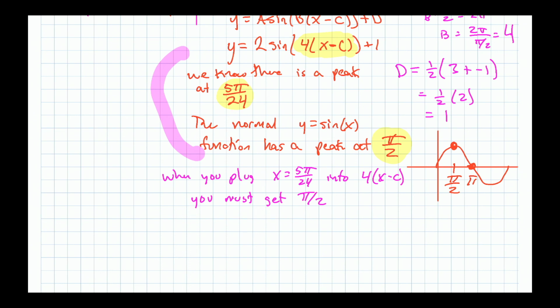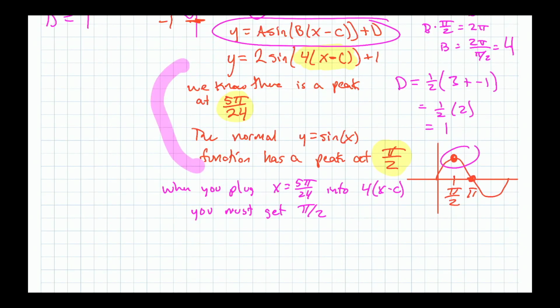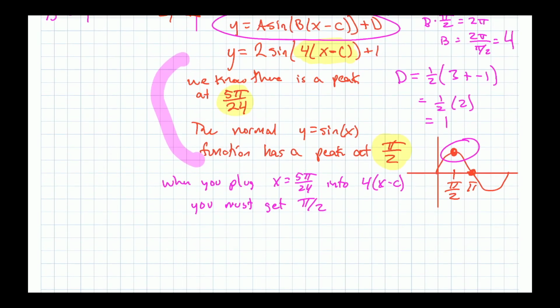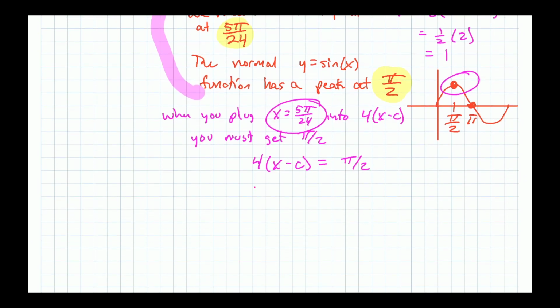Because there's a peak at 5 pi over 24, 5 pi over 24 on this function must be the same as pi over 2 on the regular y equals sine x function. That's the logic behind this. So you would have to write 4x minus c equals pi over 2, plug in the 5 pi over 24 for x, so 4 times 5 pi over 24 minus c equals pi over 2, and solve this for c.